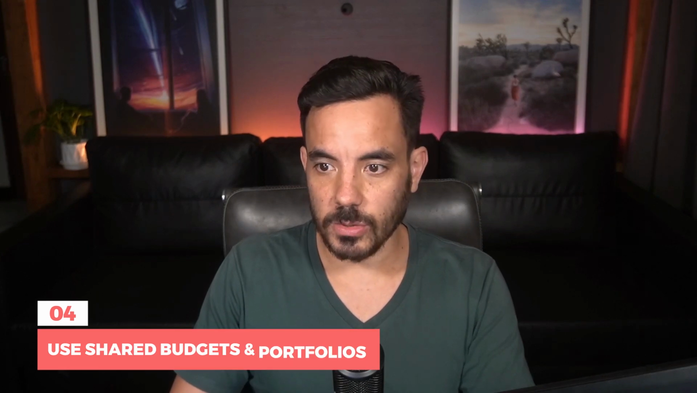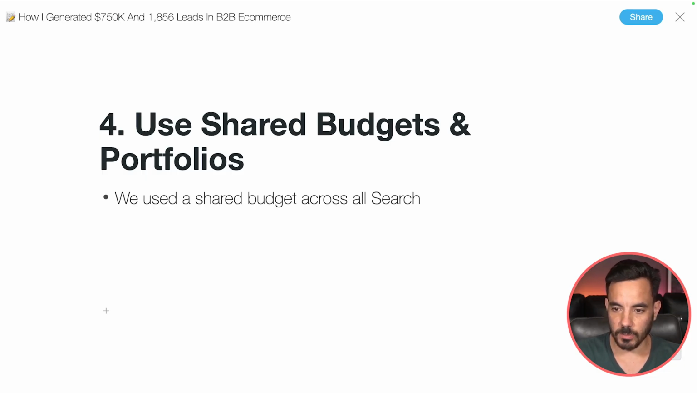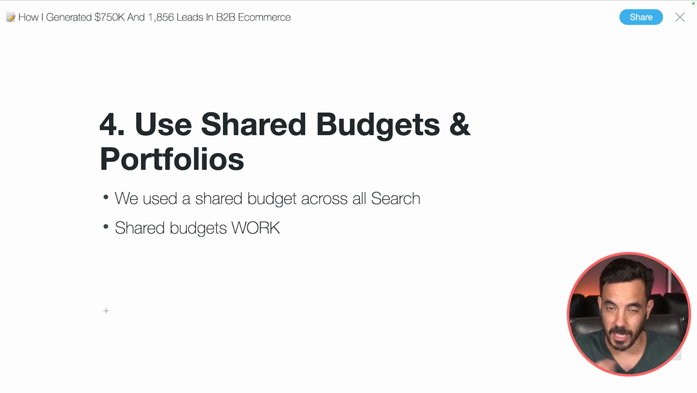Next tip is use shared budgets and portfolios. So we used a shared budget across all our search campaigns in Google Ads. And the thing to know about this is that shared budgets just work. I remember back in the day, we used to advise people not to use shared budgets because they just didn't work for some reason. They didn't spend properly, didn't allocate budget properly.